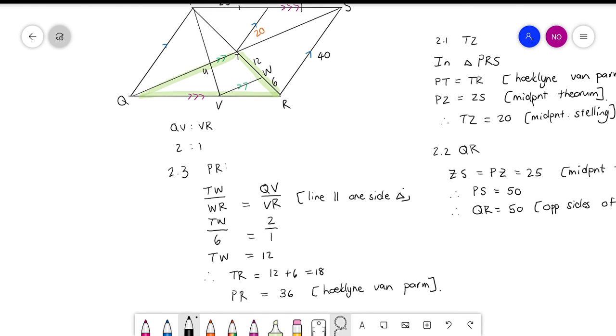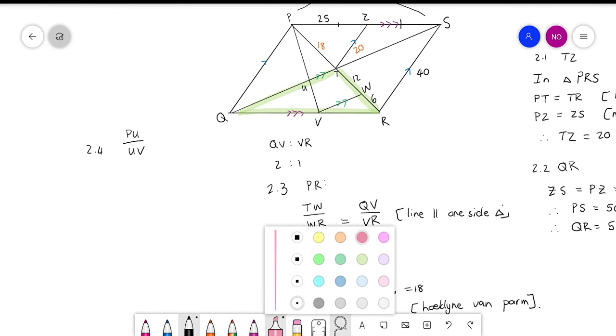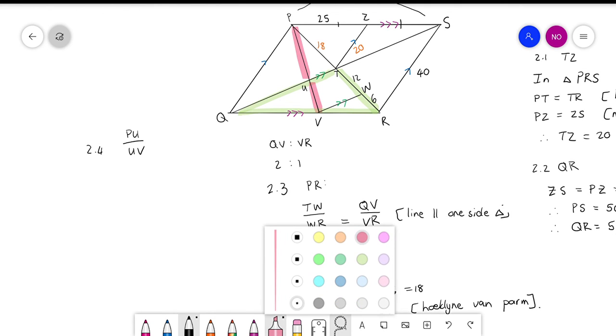Okay, en dan die laaste ene wat hulle hier vir ons vra. Ek kan maar daai 18 ook gaan inskryf, dalk dit is onnodig nou. Ekskuus julle. Die laaste ene wat hulle hier vir my vra, is jy moet gaan uitwerk die verhouding PI op IV. Okay, so I'm looking for a relationship of this over this. Okay, so wat ons gaan doen is jy gaan werk in hierdie driehoek.